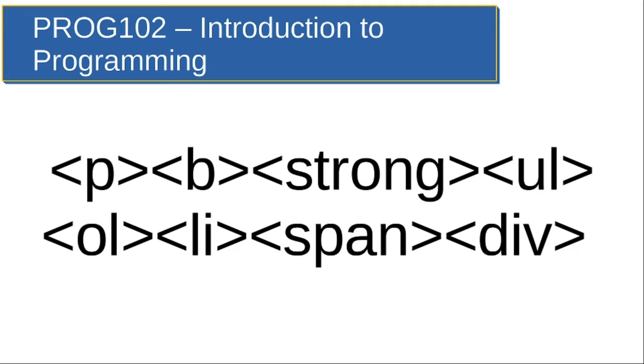We're gonna look at UL and OL, which stands for unordered list and ordered list, and naturally we would look at the LI or list item tag, as this is used with the unordered list and the ordered list. And lastly, we're gonna begin working with the span tag and the div tag.